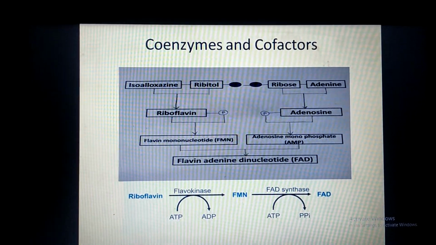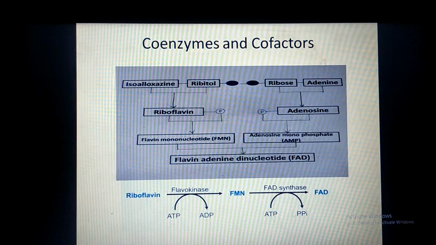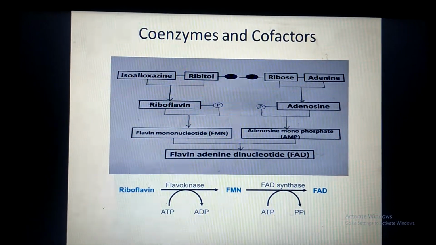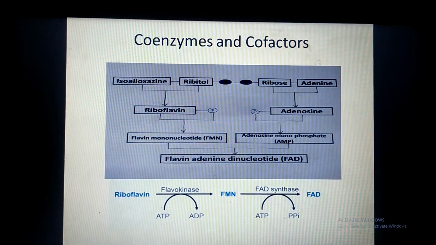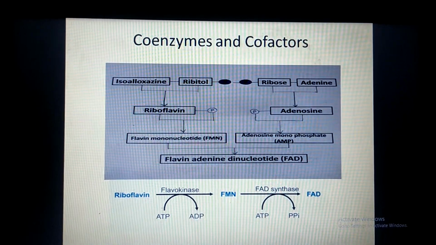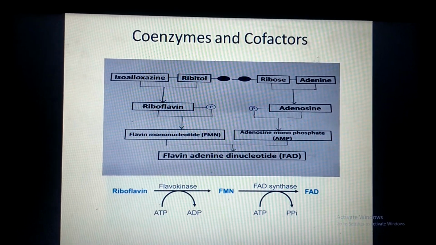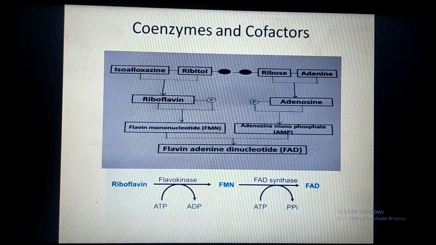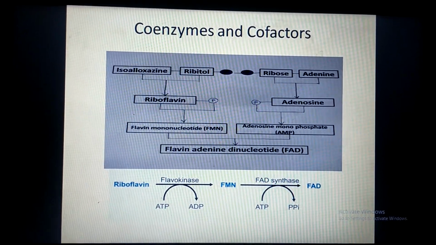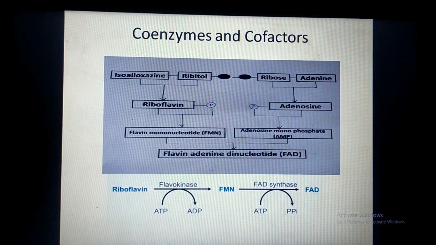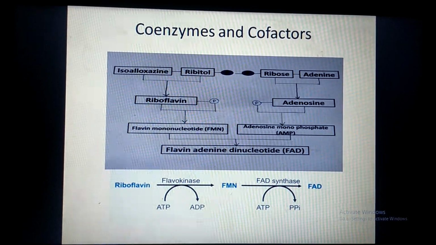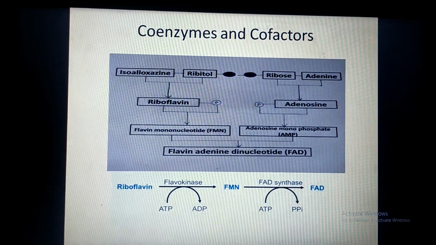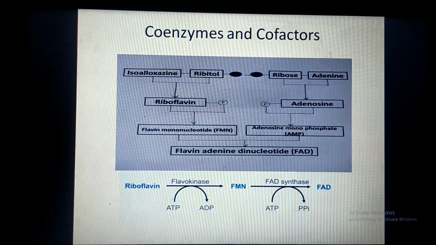Now this FMN nucleotide is formed from a nucleoside riboflavin and phosphate group. Riboflavin nucleoside is further formed from a nitrogen base called isoalloxazine and a sugar ribitol, whereas AMP is formed from nucleoside adenosine and phosphate group. The adenosine is further formed from a nitrogen base adenine and ribose sugar.